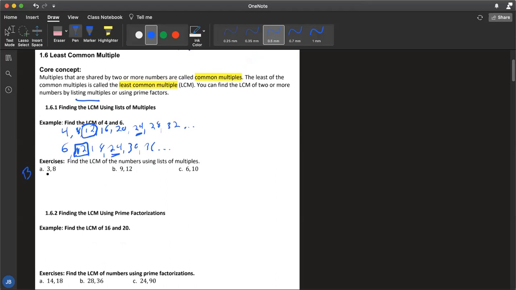Okay. Brian, can you do A for us here? The least common multiple of 3 and 8. Nicole, we're going to have you do B. One second, Brian. Nicole, I'm going to give you B. And Maggie, I'll give you C. Okay? All right, Brian. And everybody else, you can do these too. Brian, whenever you're ready, you can start us off. Okay, I'm ready. Okay, go ahead.